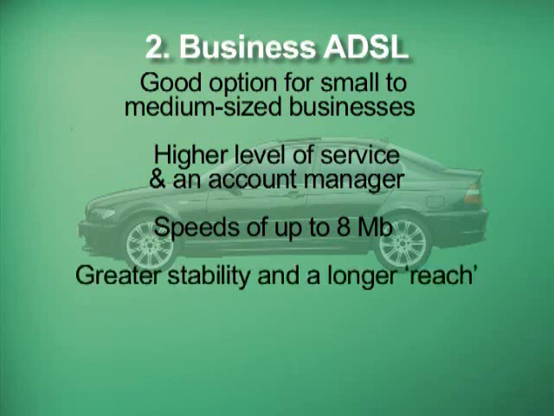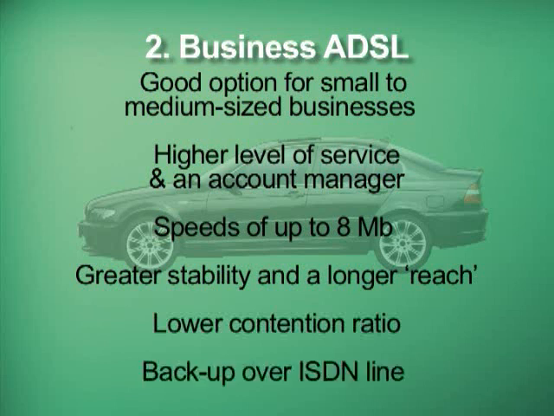Standard ADSL up to 8 megabytes offers greater stability and a longer reach, so it's less important how close you are to your local exchange. You will also have a lower contention ratio, so your speed will be more constant. You will also get backup, but this is likely to be provided over an ISDN line, so will be slower.